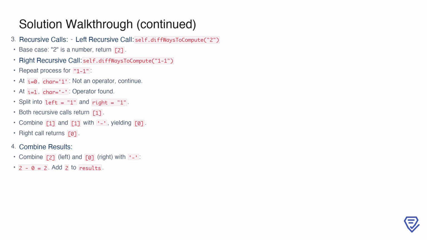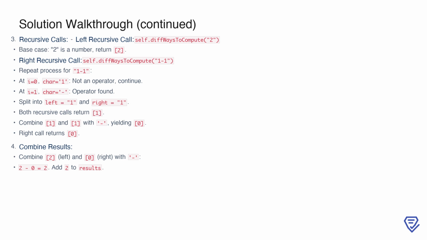Now we dive into the recursive calls. For the left subexpression 2, the function detects that it's a number, so it returns a list containing just 2. For the right subexpression 1-1, the function processes it similarly by iterating over its characters. At index 0, the character is 1, which is not an operator. At index 1, we find the dash operator and split the expression into 1 and 1.